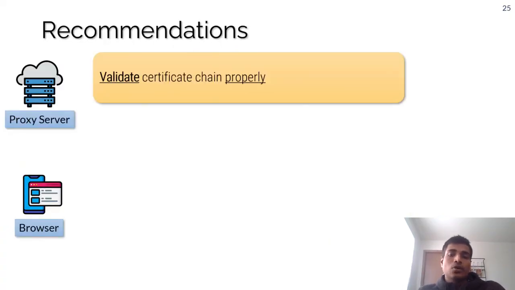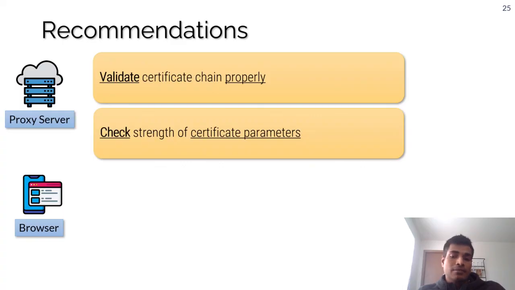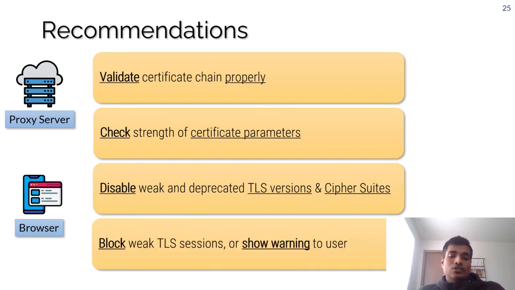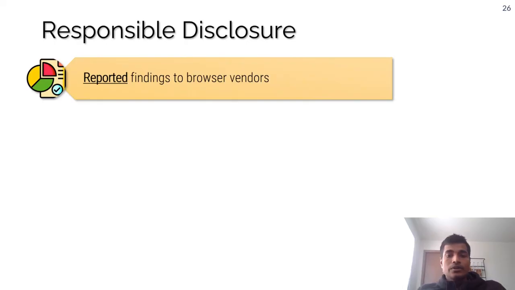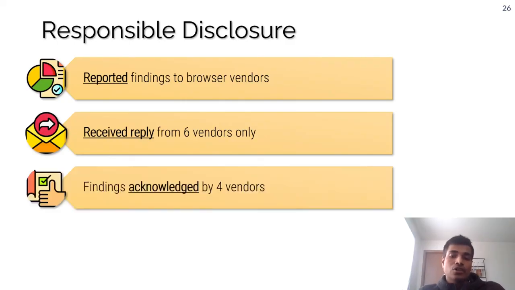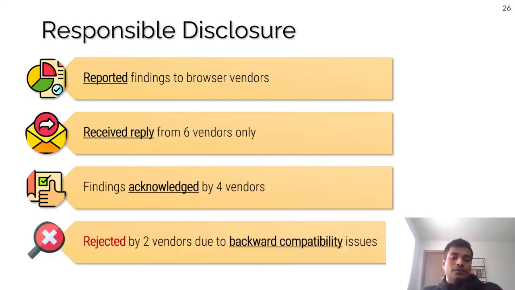For these reasons, we recommend that the proxy servers and browsers validate the certificate chain properly, check the strength of certificate parameters, disable weak TLS versions and cipher suites, and block weak TLS sessions or at least show a warning to the users. We reported our findings to all the vulnerable browser developers. However, we got a reply from only 6 of them. 4 of them acknowledged our findings and promised to solve these issues in the next updates. 2 of them rejected our recommendations due to backward compatibility issues. So this data actually shows how reluctant these app developers are regarding the security issues of their browsers.